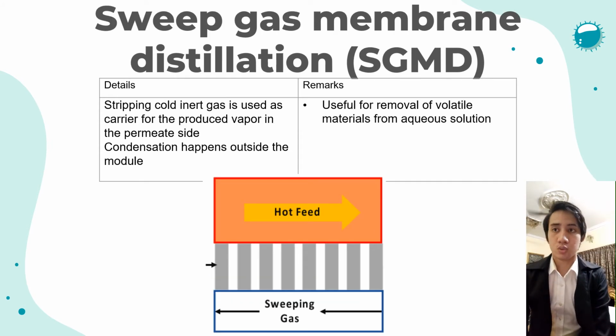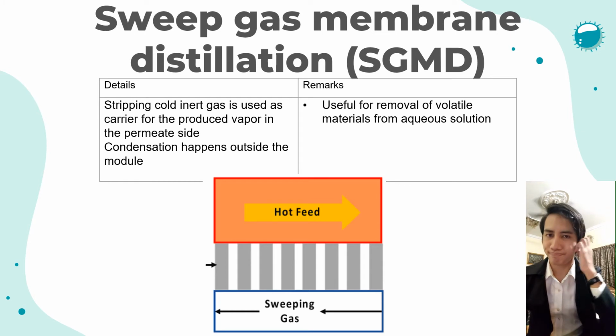And third, for the sweep gas membrane distillation (SGMD), an inert gas is used as a carrier for the transportation of the produced vapor to the outside condenser. The schematic of SGMD is shown in the figure below. It is particularly suitable for removing volatiles from an aqueous solution.